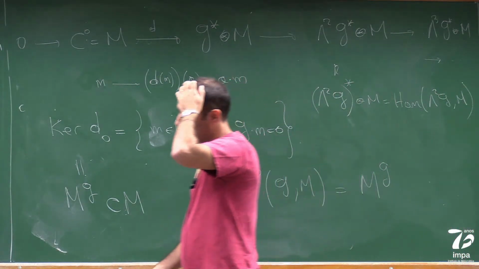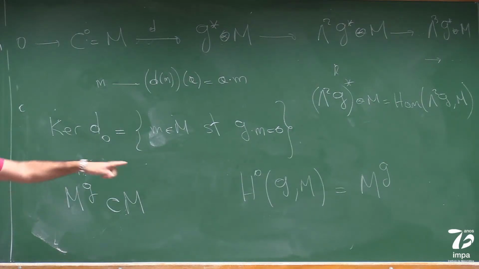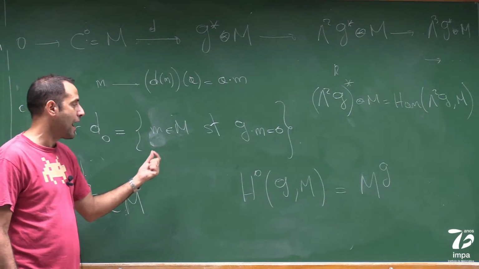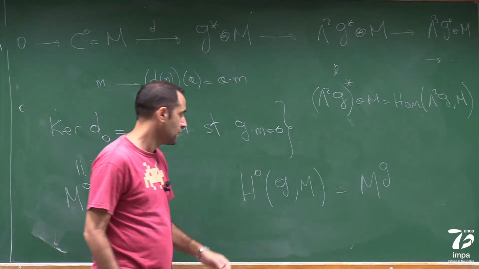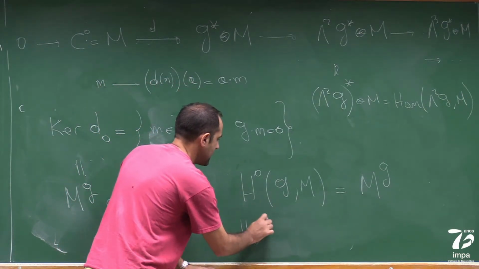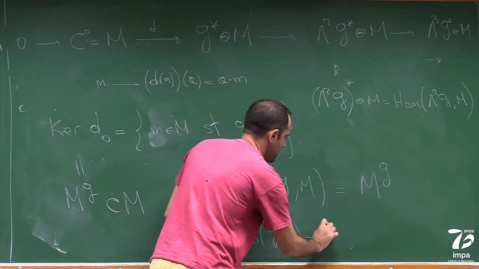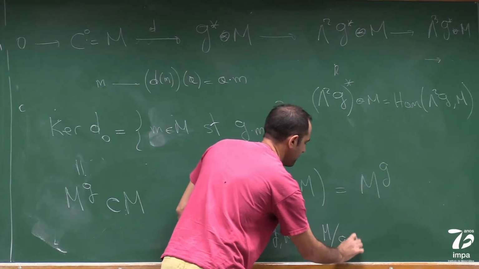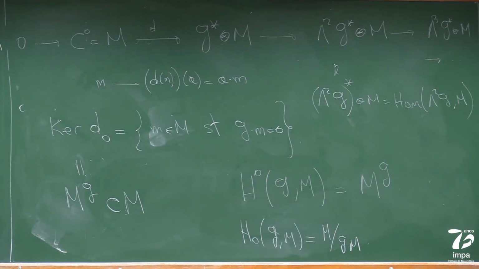If the characteristic of the field is 0, well, I have these two functors. If you give me a module, I look at the invariants, or if you give me a module, I mod out, I take a quotient by everything in the image of G. So this is this guy. Remember, it is a different beast. Okay, so that's cohomology, and this is homology.